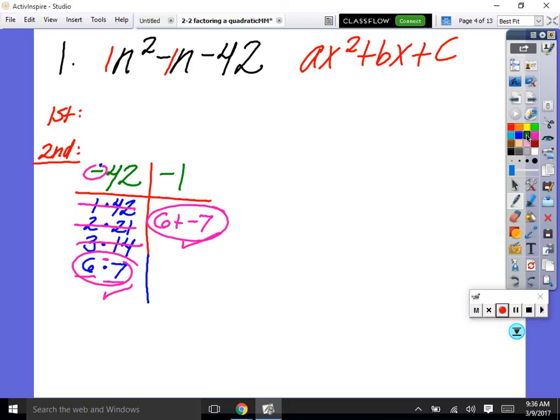So we're to our third step, which is drop and break. So this is what you do. You drop down your n terms exactly like they are. So this is positive n squared, correct? This is negative 42.